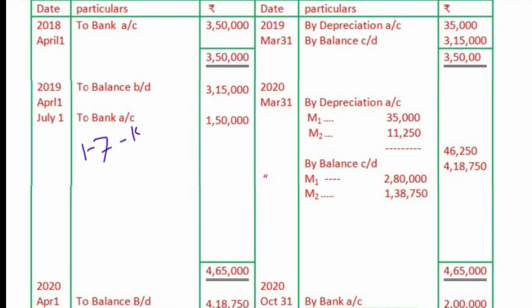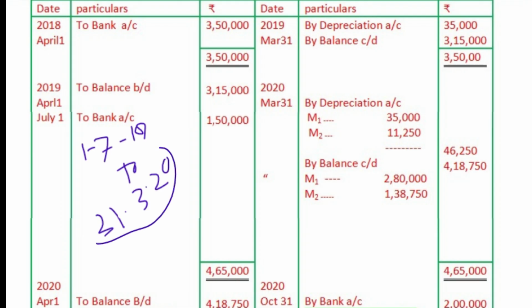From the date of purchase, 1/7/19, to 31st March 2020, the closing date. Always remember, from the date of purchase to the closing date, the first year depreciation shall be charged. So in the first year it may be less than 1 year, but in the second and subsequent years it will be a full year, whole year.